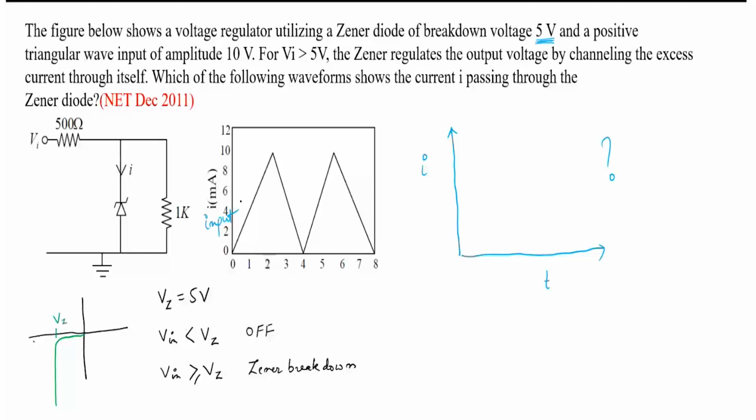So this is the concept. Now, in the input, okay, this is not current. I think there is a mistake here. This is a voltage, V in. And if you see the graph, let us try to divide at 5, because this is 5 volt. If the voltage is greater than 5 volt, then Zener will be in breakdown. But if it is less than 5 volt, then it will be off. When I say Zener diode is off, it means it is open circuit. Yes or no?